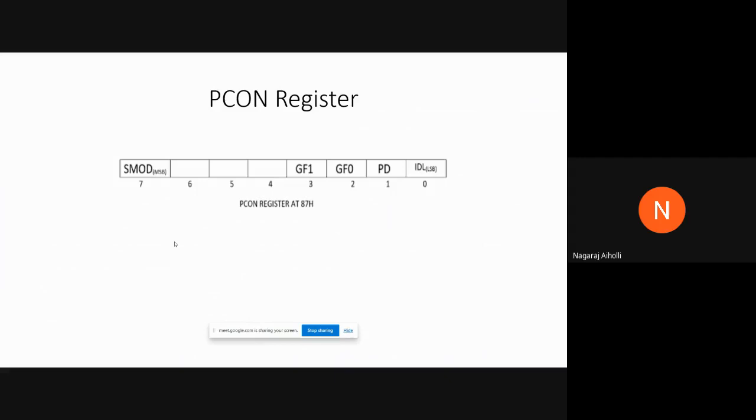In the examination, the question may be asked to explain the bit pattern of the PCON register, or explain the bit structure of the PCON register. You have to draw this structure and explain each of the bits.